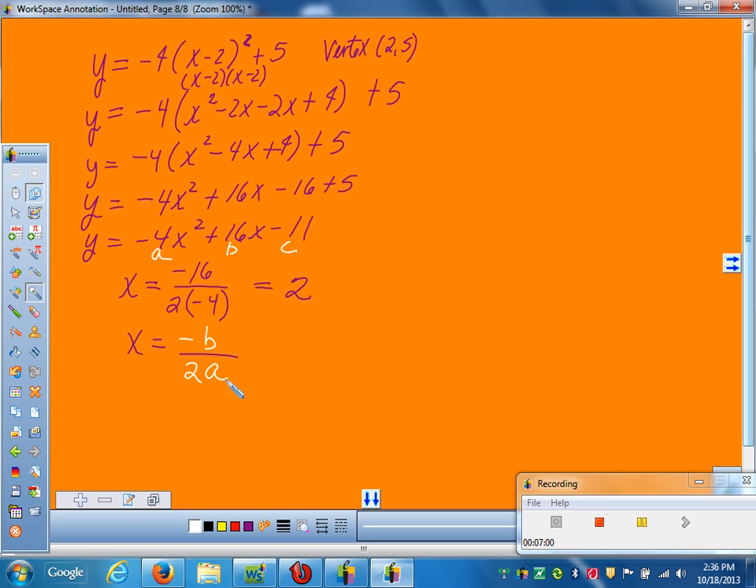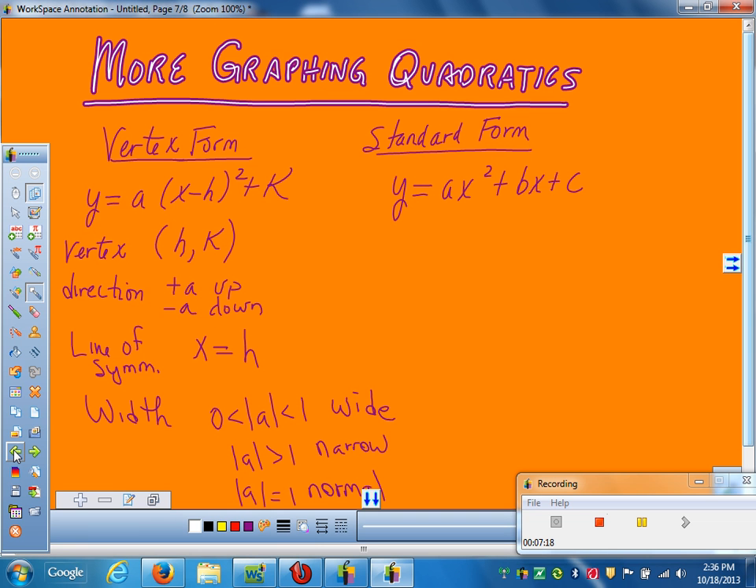So let me go back and put that on our formula page here. You now know that if you are wanting to find the vertex and you're in standard form, you get the x-coordinate by doing negative b over 2a. Okay, then how are you going to get the y-coordinate?